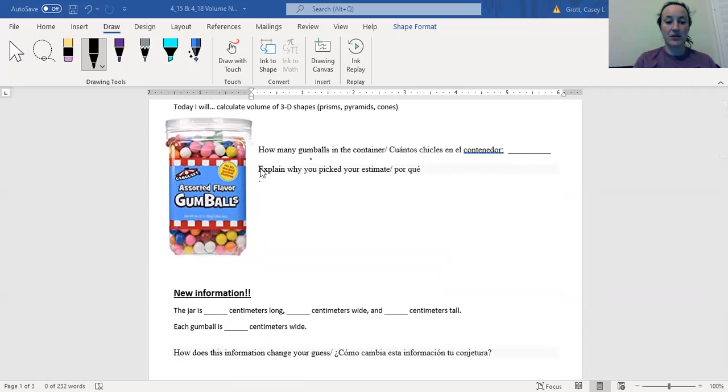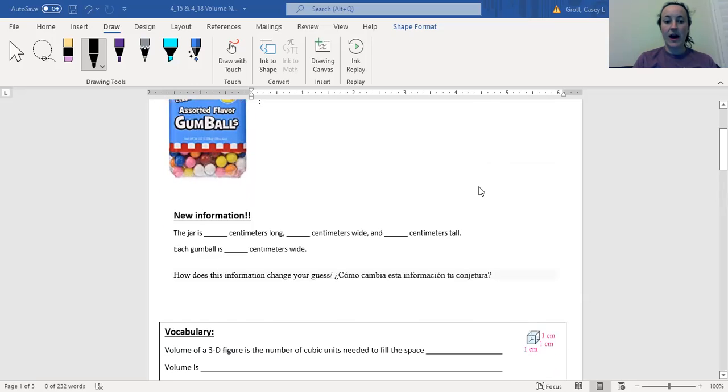How many gumballs do you think are in this container? And then tell me, why did you pick that number? Okay, hopefully you've got your guess here. So I'm going to give you some new information.